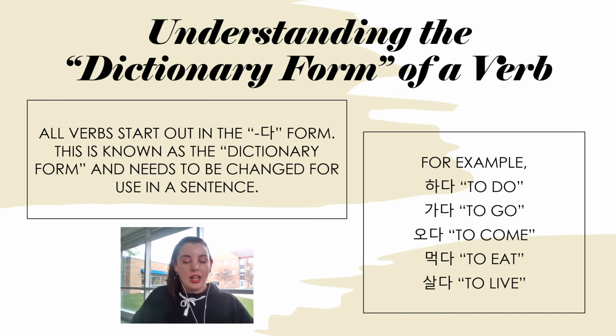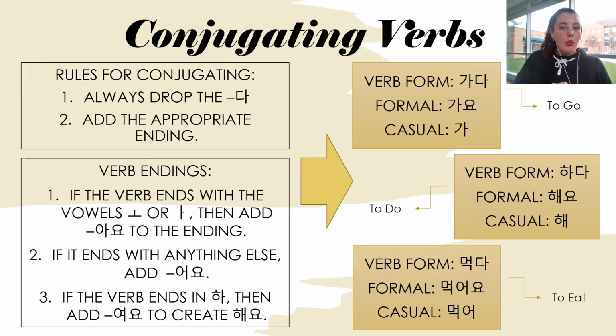As we'll see in the next slide, the very first thing you have to do to conjugate these verbs is to drop da. So rules for conjugating: number 1, always drop the da. Number 2, you add the appropriate ending. And that's it, you're good to go, and you have just conjugated into present tense. Let's look at some of those verb endings so that we can get a sense of what the appropriate endings would be for various verbs.